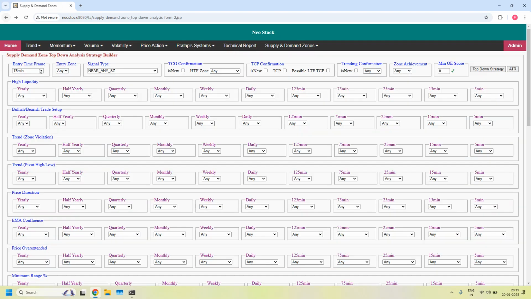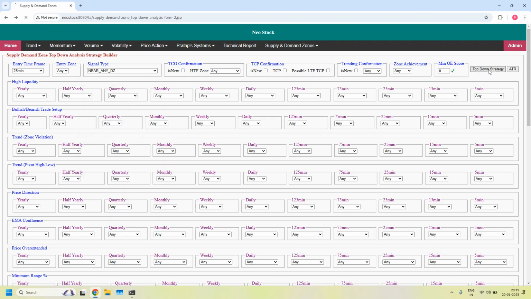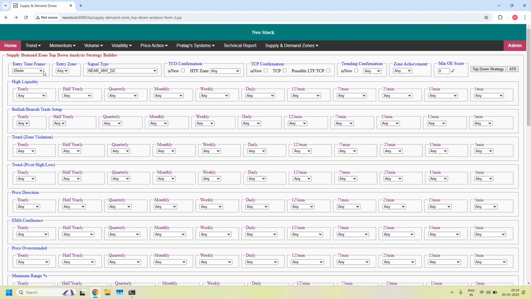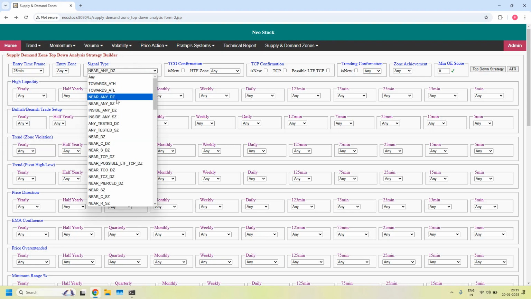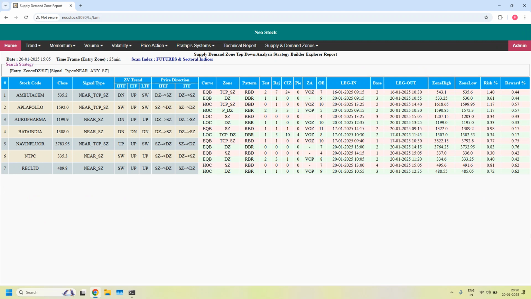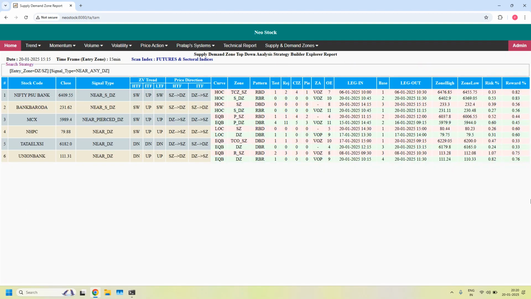Next time frame is 25 minutes. Stocks near 25 minutes demand zone. We have 11 stocks. Next, 25 minutes time frame. Stocks near 25 minutes supply zone. We got 7 stocks. Next time frame is 15 minutes. Stocks near 15 minutes demand zone. We got 6 stocks.